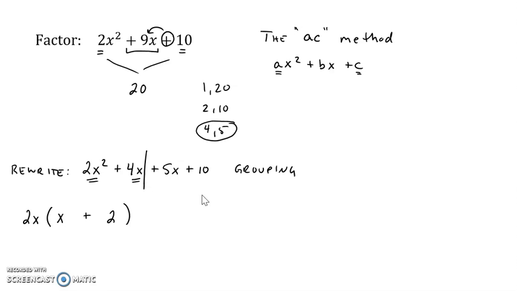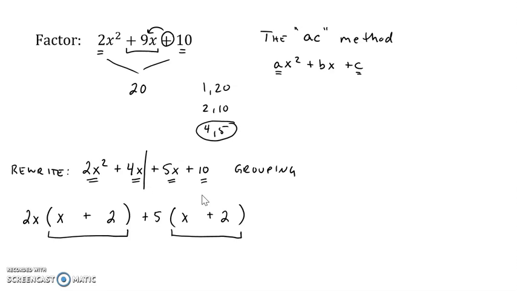And then I'll do the same thing on the other side here, looking at the 5x and the 10. I'm going to go ahead and take out whatever they have in common. In this case, it's going to be a positive 5. And inside my parentheses will be whatever I have left over after I factor that 5 out. So in this case, an x and a positive 2. And now what should happen is that you end up with this set of parentheses that matches.